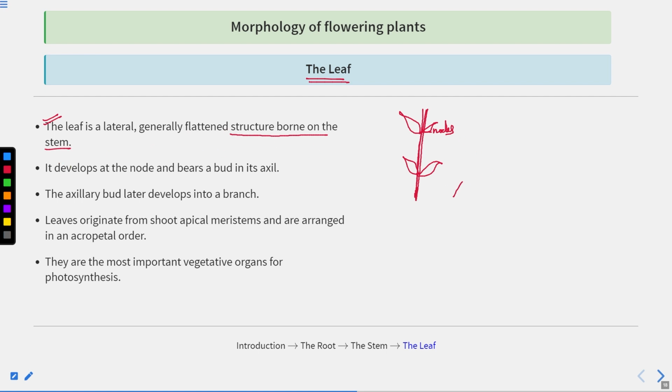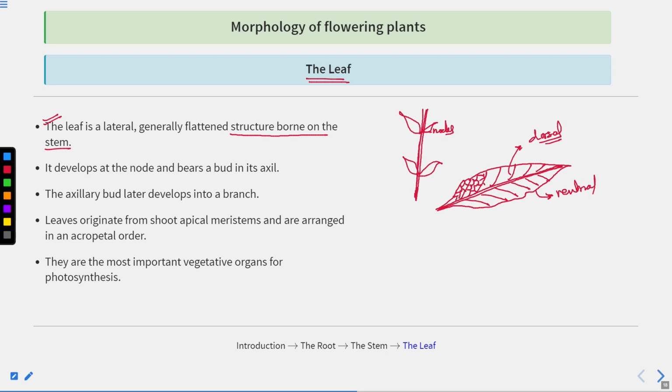So if you see the structure of a leaf, it is a dorsiventral flattened structure. So this is the dorsal region, the upper region, okay, and below is the ventral. And what you see here, there is a midrib. And the midrib gives rise to these veins. Okay, like this we can see the veins. And even the veins divide and redivide like this and form a net-like structure. And this is called the venation of the leaf.